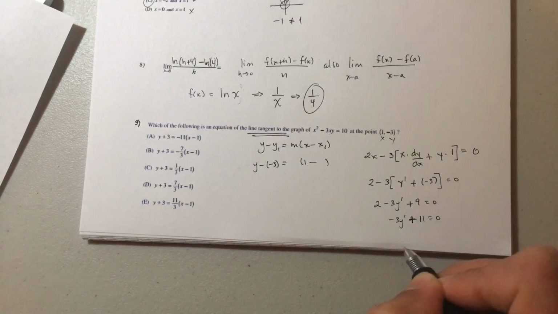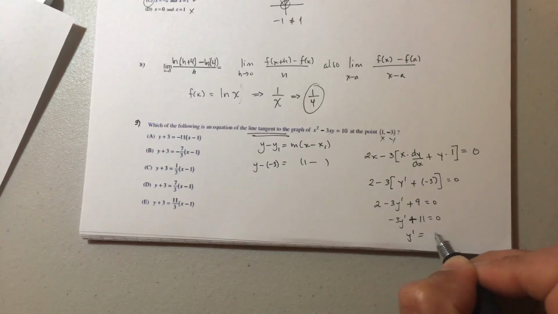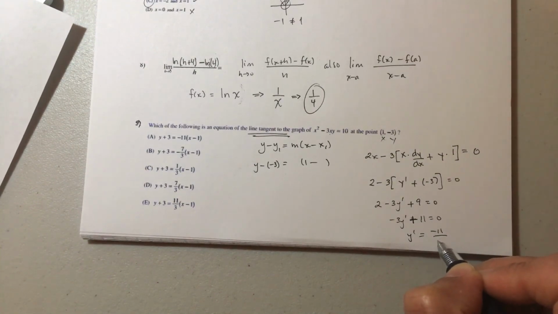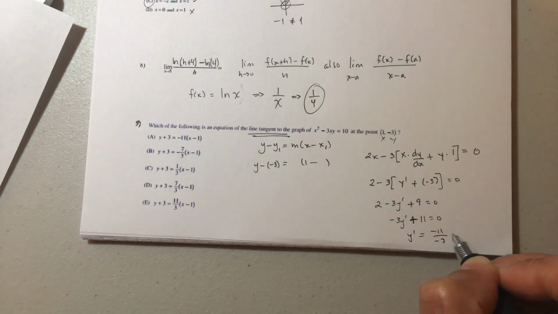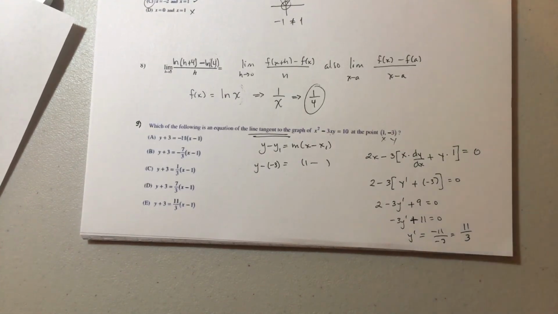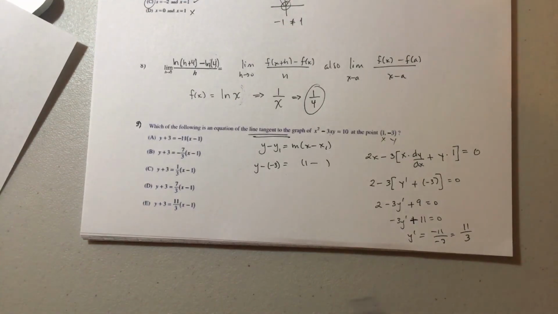So looks like the only one would be this guy, E, okay? So you can notice here, this becomes a positive. My slope is 11/3 and x minus 1.